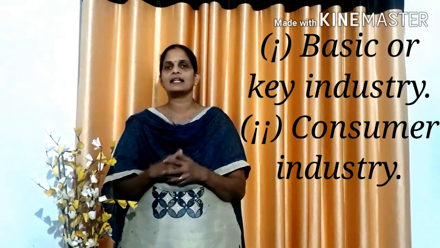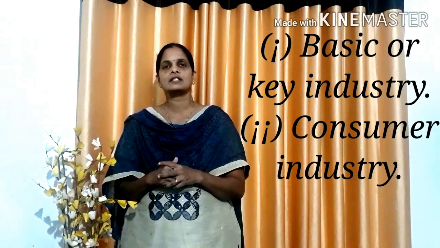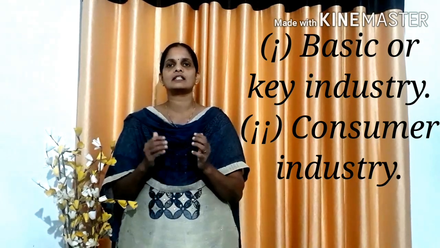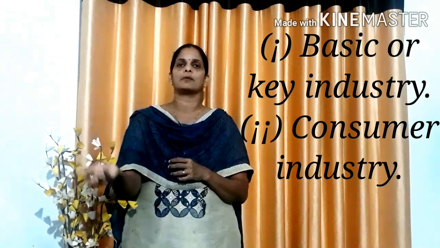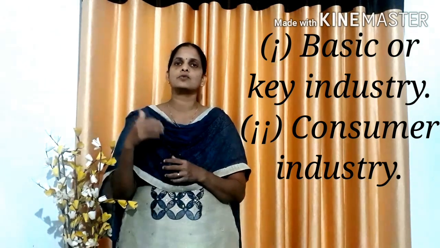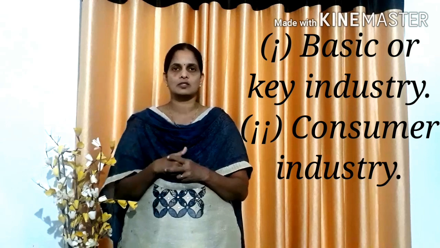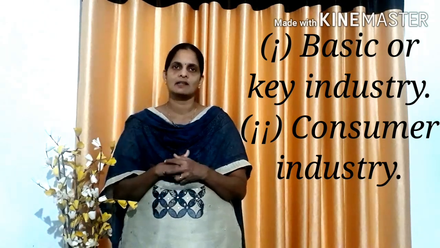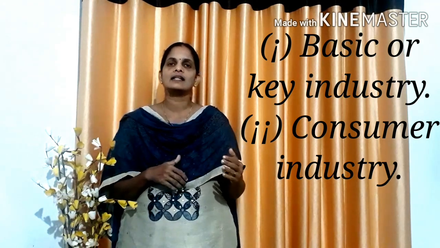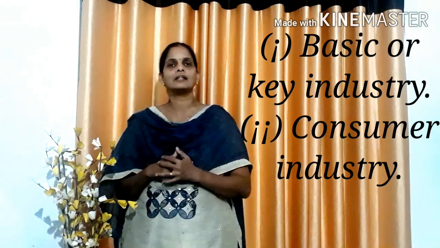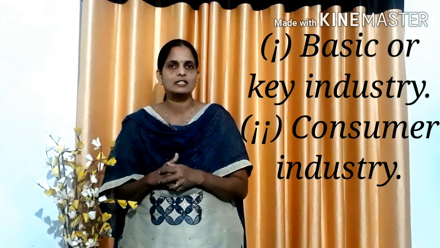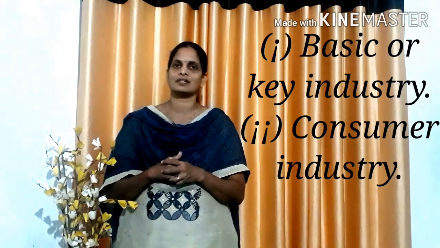For example, the iron and steel industry. The iron industry produces steel, that is the finished product. Steel is used for making many other products. That means steel is used to make engineering products or machines. That means the iron and steel industry supplies its products to manufacture other products. That's why they are called basic or key industries.